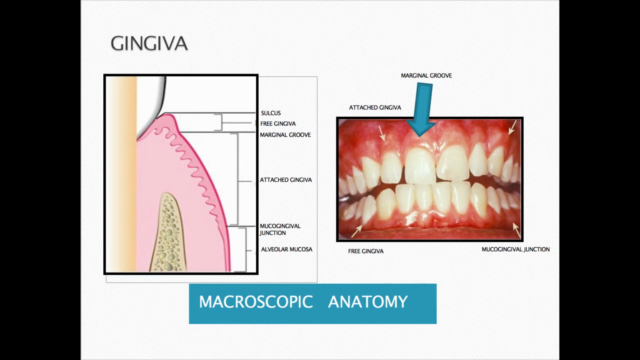From a macroscopic perspective, you see a few terms we have already defined. At this time, I'd like to introduce the term sulcus, which is the shallow crevice or space around the tooth, bounded by the surface of the tooth on one side and the epithelium lining the free margin of the gingiva on the other side. In clinically healthy gingiva, there's generally some depth to the sulcus, on average from 2 to 3 millimeters. Another new term is the marginal groove, which you see highlighted by the arrow. The marginal groove is essentially a demarcation between the free and attached gingiva.